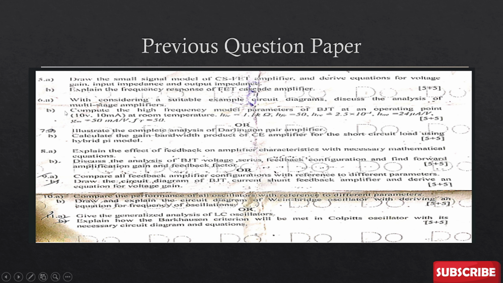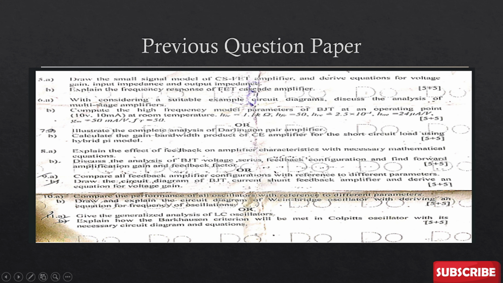In the third unit, with consideration of a suitable example and circuit diagram, discuss the analysis of multi-stage amplifier. Again a problem. See how the problem will be framed. And illustrate the complete analysis of Darlington pair amplifier. We have discussed in our slides regarding Darlington pair amplifier. And the hybrid pi model we can just check. Calculate the gain bandwidth product of CE amplifier for short circuit load using hybrid pi model. So this is the question basically.